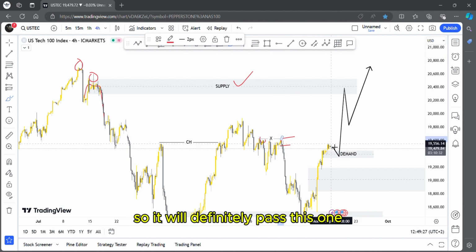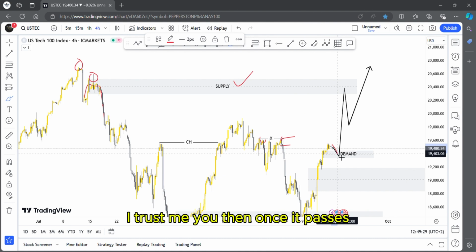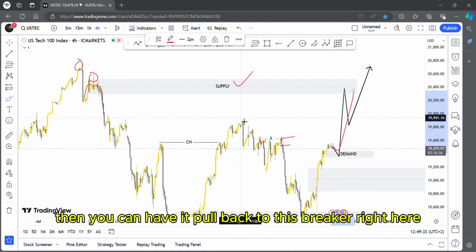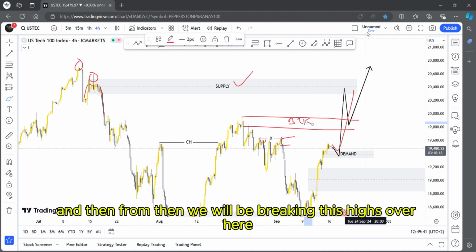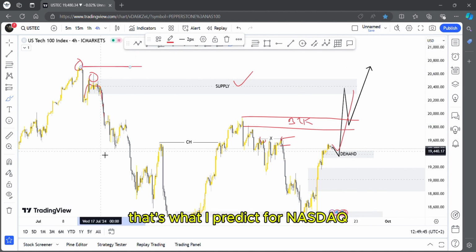So it will definitely pass this one, trust me. Then once it passes, we can have it pull back to this breaker right here before it goes up again, and then from then we'll be breaking these highs over here. That's what I predict for Nasdaq.